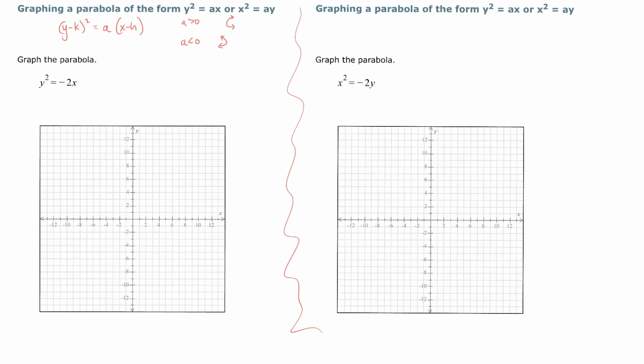In this case, what do we have here? We have y minus 0 quantity squared is equal to negative 2 times x minus 0. So the vertex, remember the vertex is h comma k. So here the vertex is 0, 0, not a total surprise. We could go ahead and plot that. And then we know it's going to open to the left.